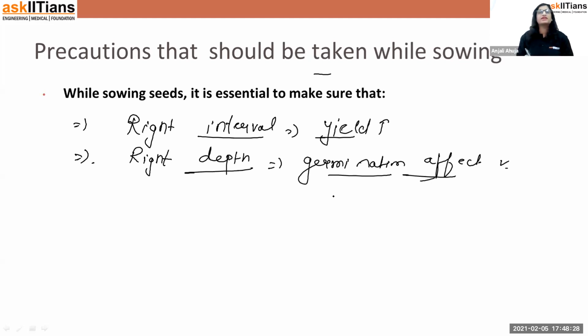And one more point, they should not also be at the surface, because then obviously it will be eaten up by the birds, and not too deep either. So they should be at a particular depth. That's it. Now, the next point.